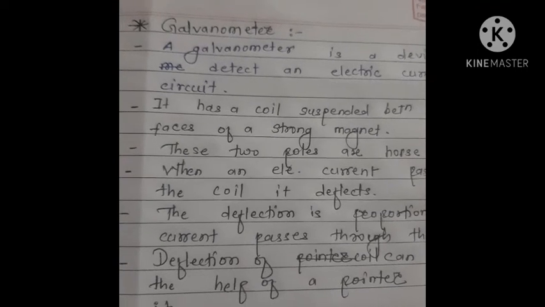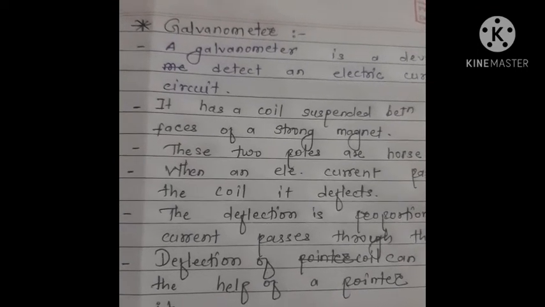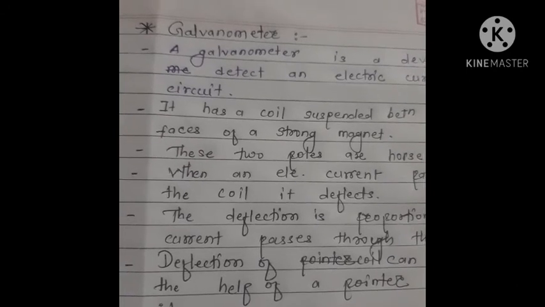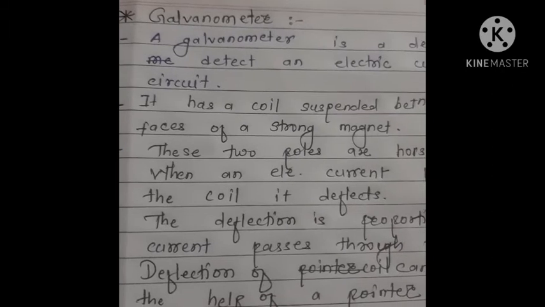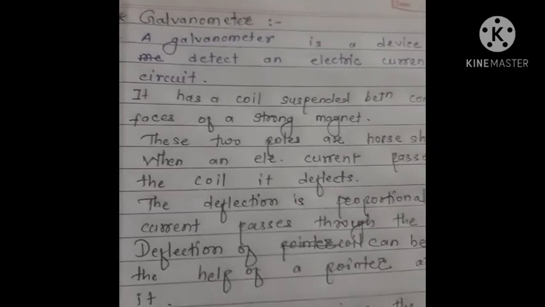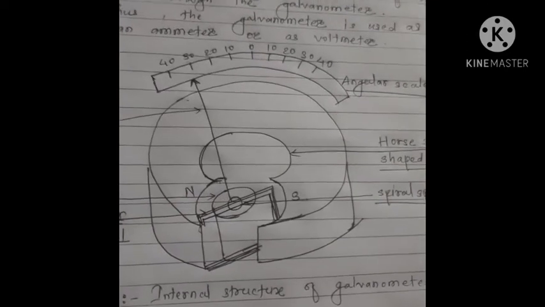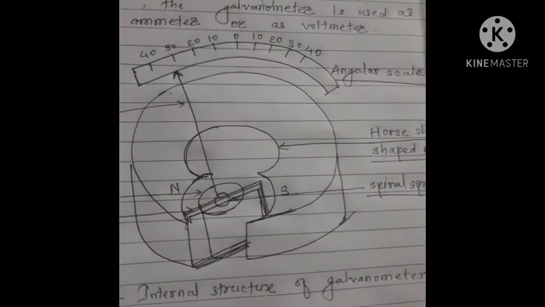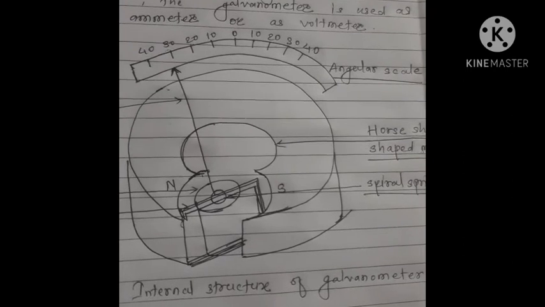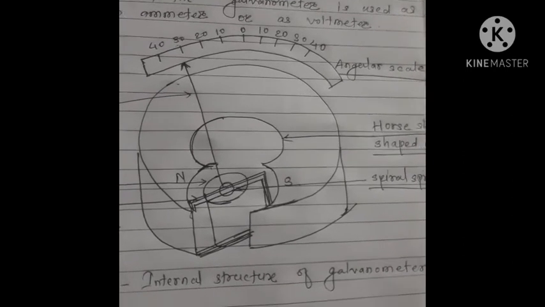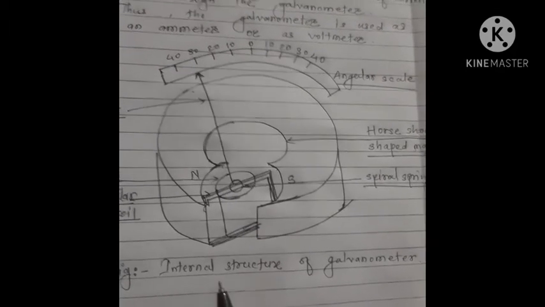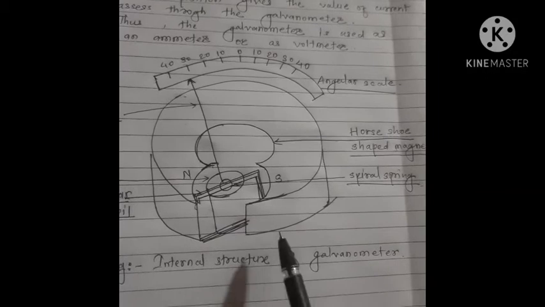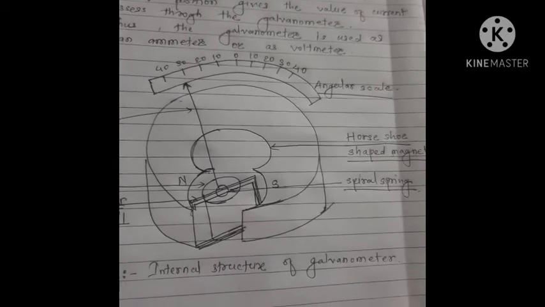Hello students. In ninth topic, current electricity. Now we are going to discuss about galvanometer. It is a device used to measure electric current flowing through the circuit. The internal structure of galvanometer is as shown in this diagram.